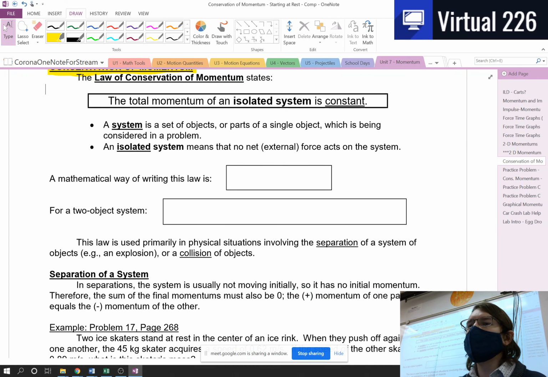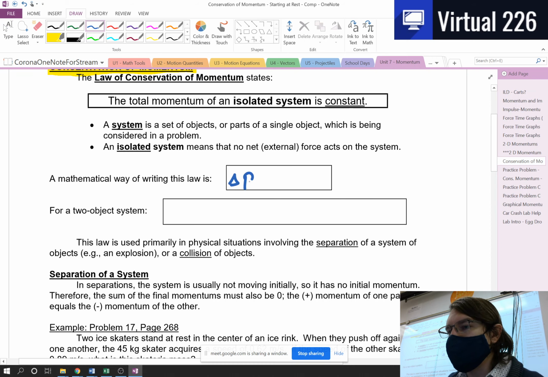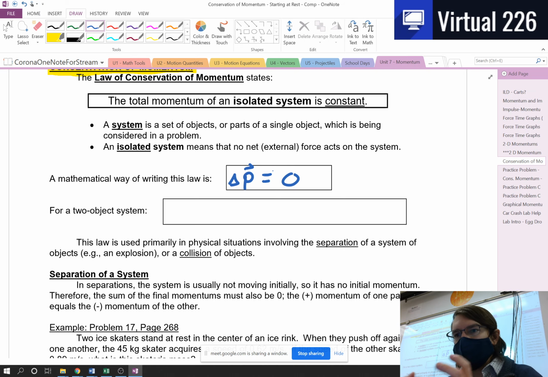So, if we wanted to write this on a mathematical level, what we could say is that for an isolated system, the change of momentum is equal to 0. There is no change in momentum for an isolated system. When we have a set of objects or parts of a single object, that's a system. And if they're isolated, there's no external forces. There's no impulses that could act on these. So the change in momentum has to be 0. We can pass momentum from one thing to the other, but the total net momentum is not changing.